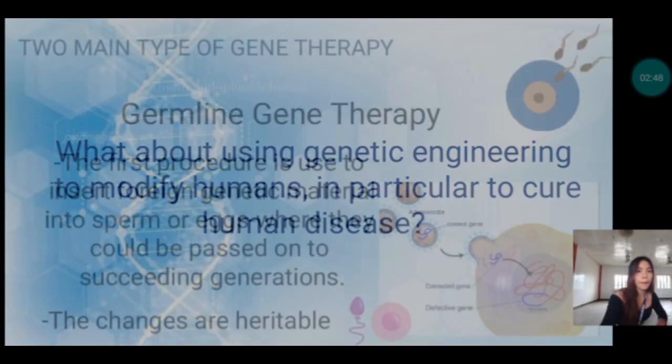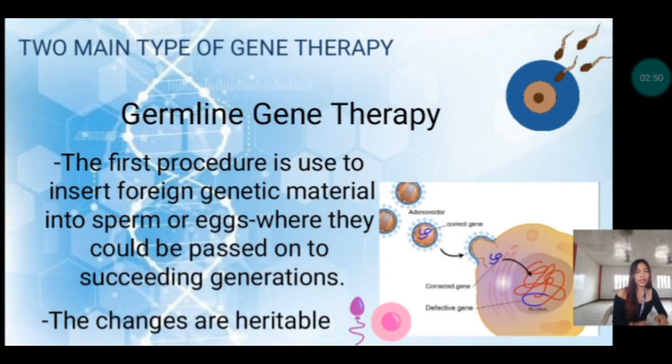First, germline gene therapy. The first procedure is used to insert foreign genetic material into sperm or eggs where they could be passed on to succeeding generations. So in germline gene therapy, the target cells are reproductive cells, like the sperm or eggs. Then the changes are heritable, which means the effect can be passed down onto succeeding generations.